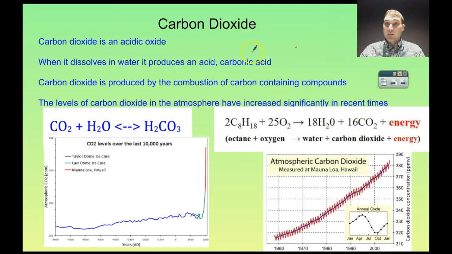So let's talk about carbon dioxide. Carbon dioxide is an acidic oxide. One of the properties of acidic oxides is if they dissolve in water they produce an acid, and in this case it's carbonic acid. And here's an equation here, but we'll go through the equations in a minute.